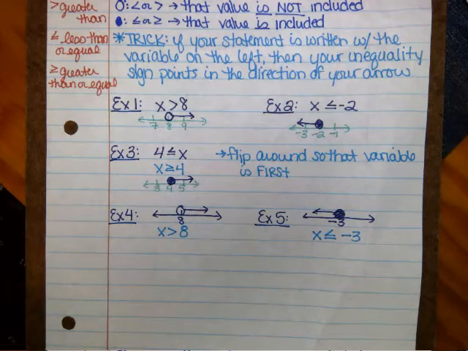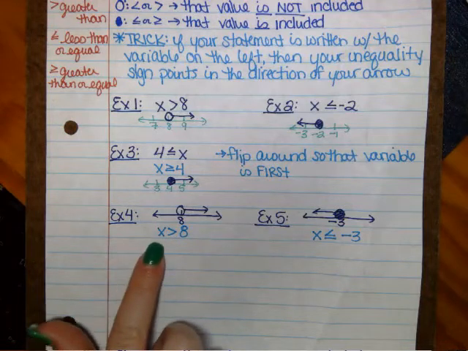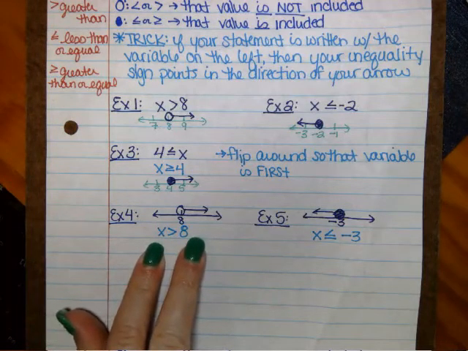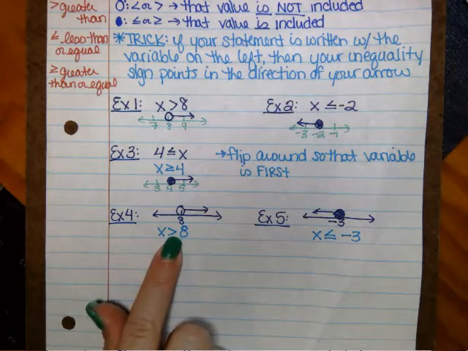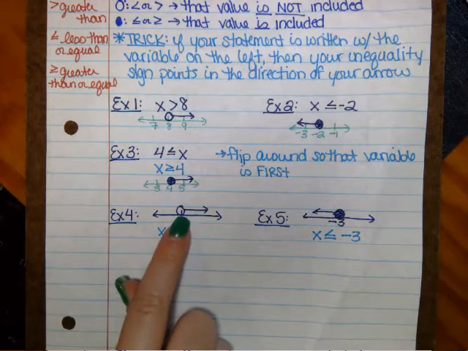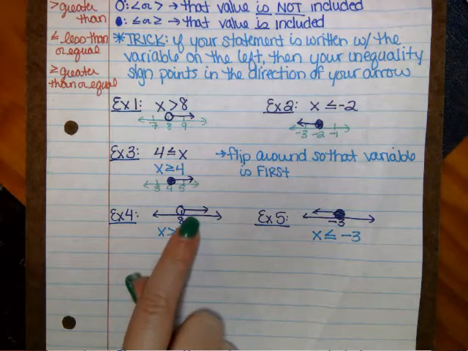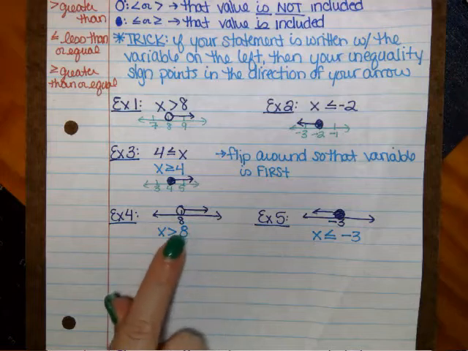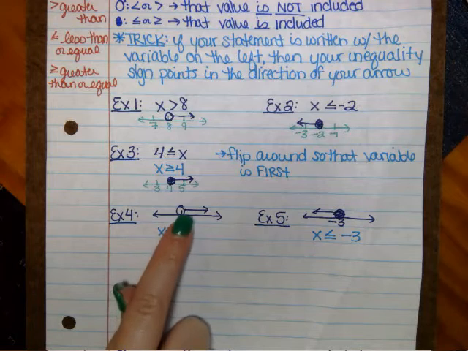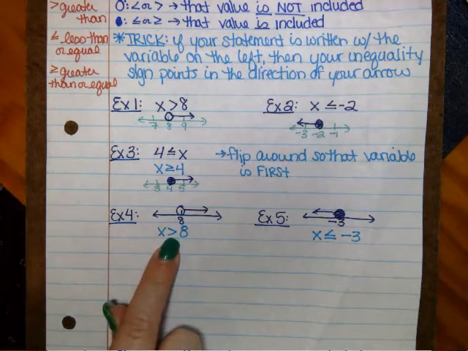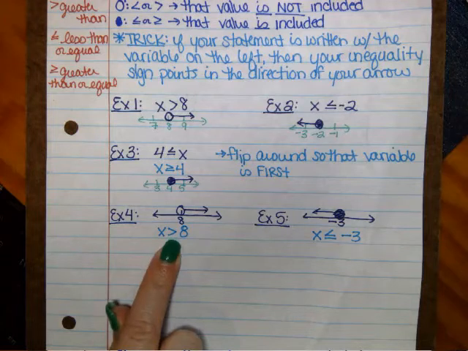Now for examples 4 and 5, they will give you the graph and you will have to come up with the inequality statement. Remember to write your variable first and your constant second. Your inequality sign is based on 2 things. Do you have an open or a closed circle, and which direction is your arrow pointing? Since the arrow is moving to the right, that means you're going to either have a greater than or equal to sign, and since it's an open circle, that means it has to be the greater than, because you cannot include the 8 in your answer.